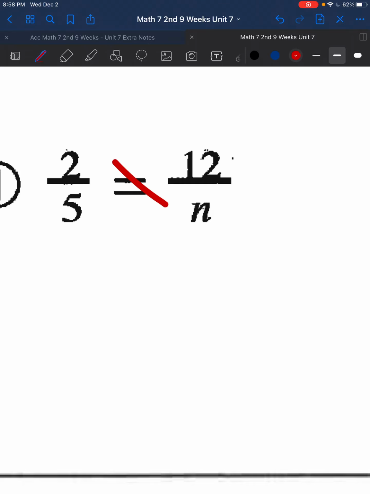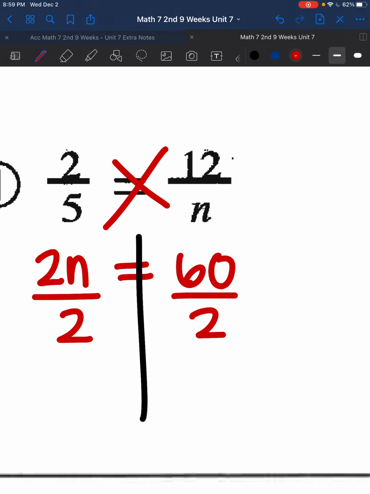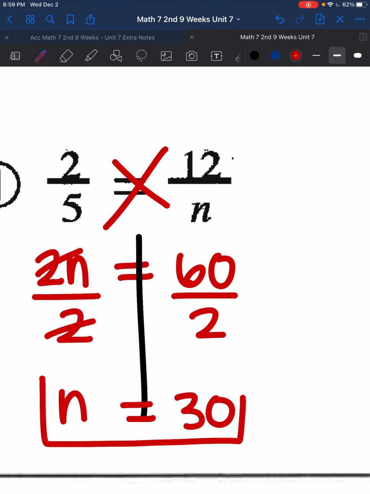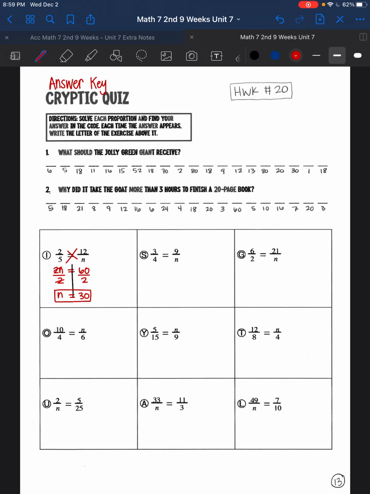So in this first one, I have 2 over 5 equals 12 over n. So I'm going to solve this proportion. I multiply 2 times n together. So 2n equals, and then I multiply 5 times 12. 5 times 12 is 60. To solve this proportion, or to get n by itself, I know that I need to undo that multiplication. So I'm going to divide by 2 on both sides of my equal sign. My 2's cancel out and n is by itself, and 60 divided by 2 is 30. So n equals 30. That right there is my answer.